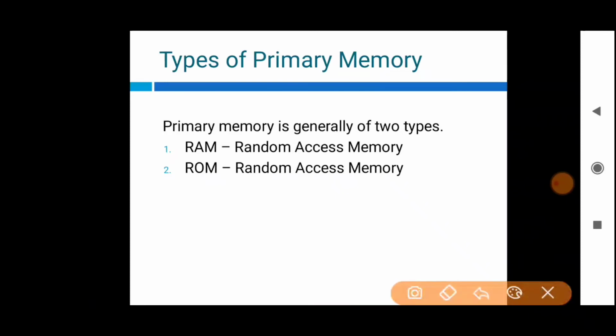Now, primary memory is generally of two types: RAM and ROM. RAM means random access memory and ROM means read-only memory.